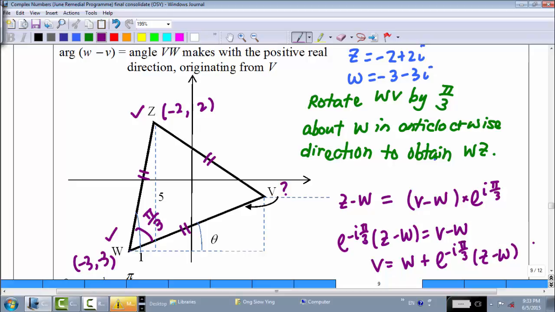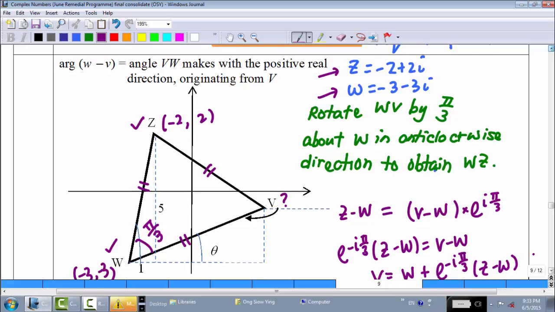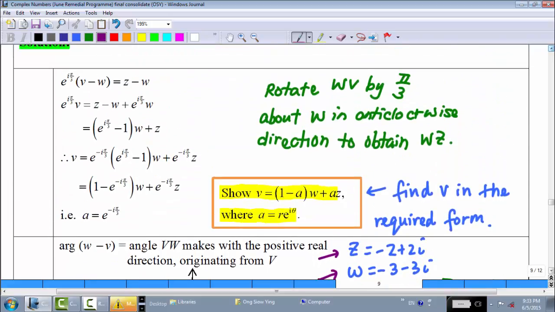Now, if you really need to evaluate V, then you have to substitute your complex numbers W and Z inside, where W is minus 3i, and Z is minus 2 plus 2i. But in this particular case, if you read the question very carefully, that's not required. So let's look at this solution here. This is what I've explained to you earlier. Rotating ZV minus WV anti-clockwise, you just multiply by this. Multiply anti-clockwise by angle theta, in this case pi by 3, and you will get your ZW.